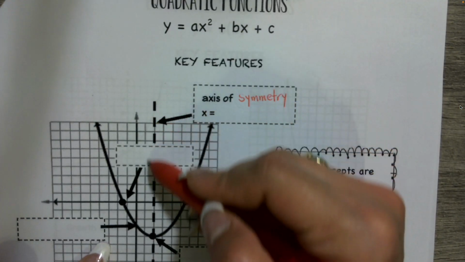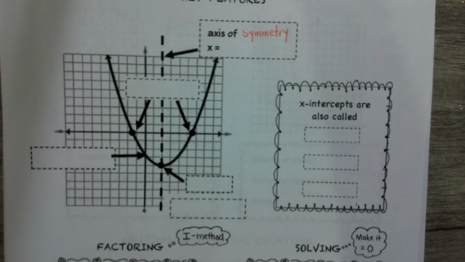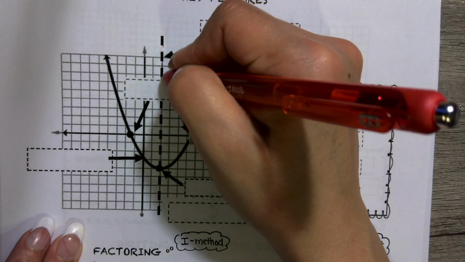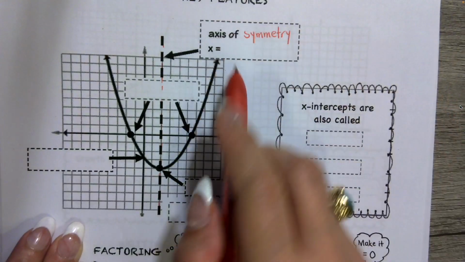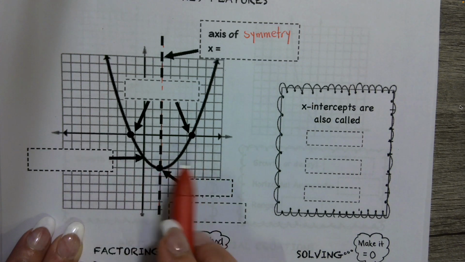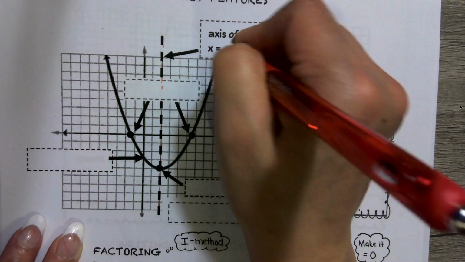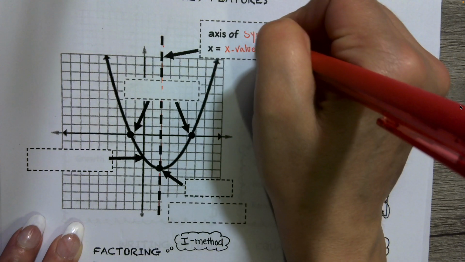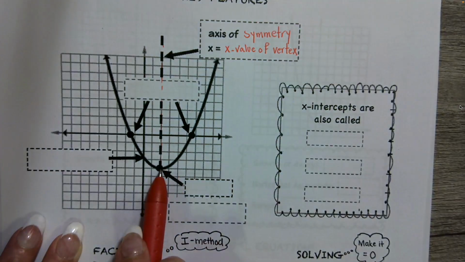Which is this line. Let me show you better. Which is this line. And the x equals to that point that it crosses the x-axis. So this one, the equation for it is x equals the x value of the vertex. What is the vertex? Is this point.